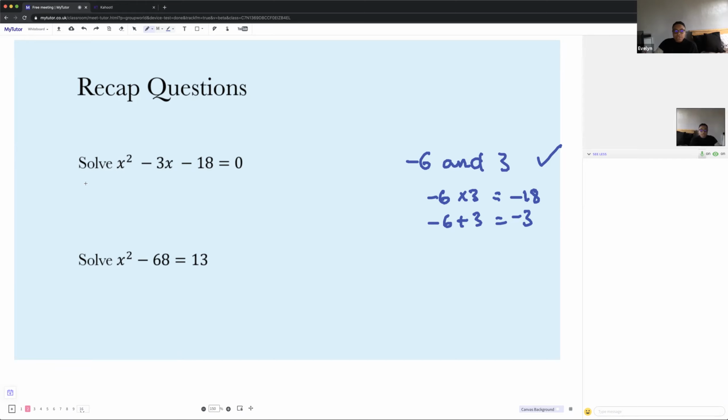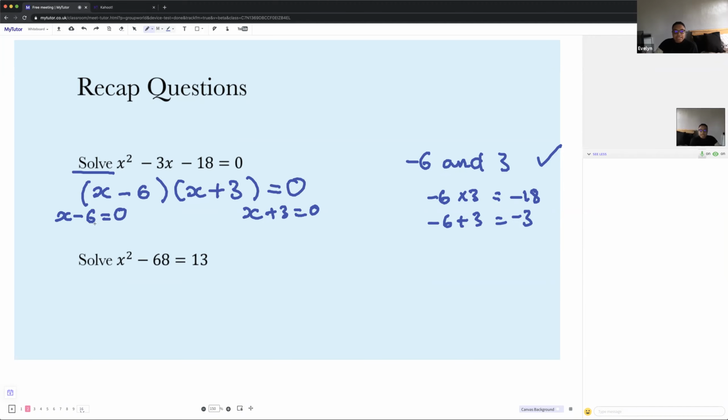Then we're going to use these numbers in our brackets. So we've got x and we've got a -6, so x minus 6, and then x and a +3, so x plus 3. And this equals 0. And then the final thing, remember we're solving, so we need x equals something at the end. We can't just factorize it. We need to set each of the brackets equal to 0. So we've got x minus 6 equals 0 and x plus 3 equals 0. And then remember to solve on the left-hand side, we're going to add 6 on both sides.